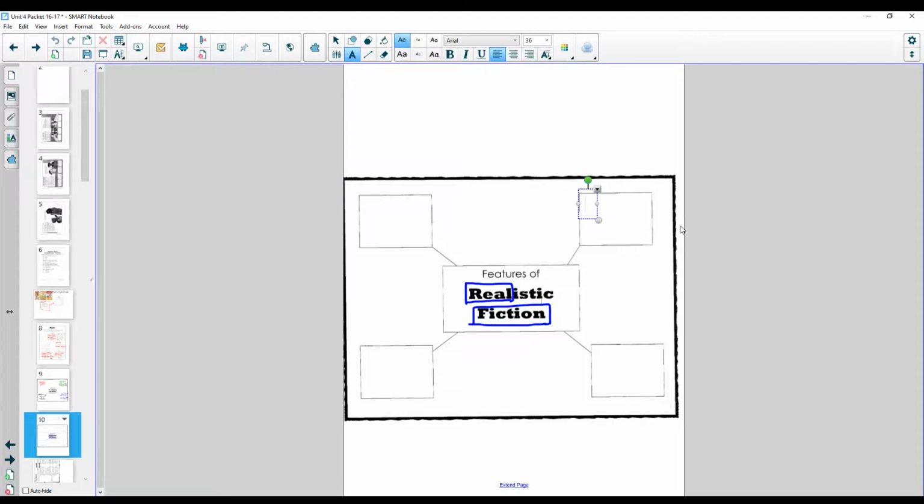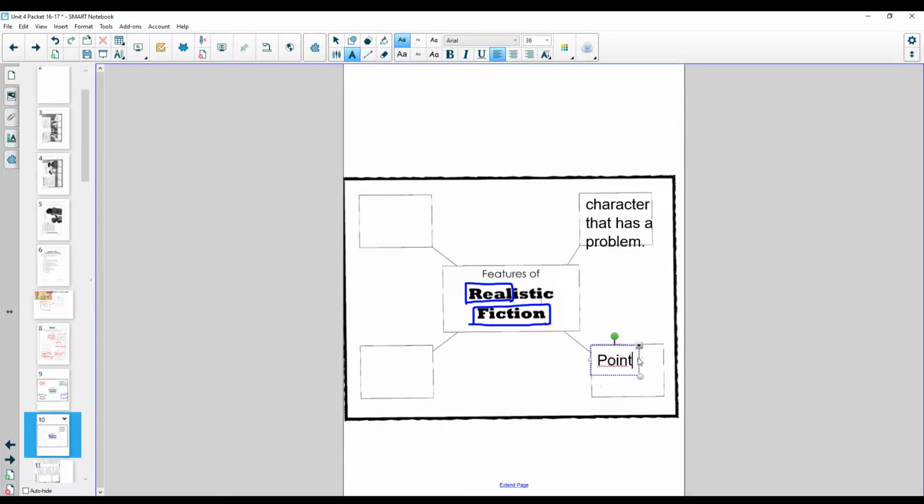If I'm going too fast, please make sure that you pause the video as we go so you can fill in your boxes. Realistic fiction has a character that has a problem. Now we call this a conflict. Remember that a character has a problem. In most stories, there is a problem and a solution. All right, now let's go to our next box.